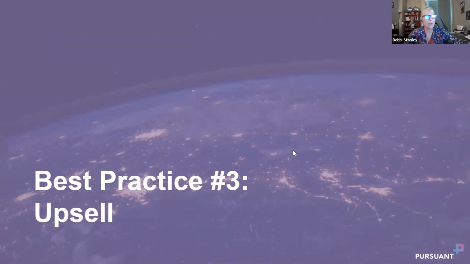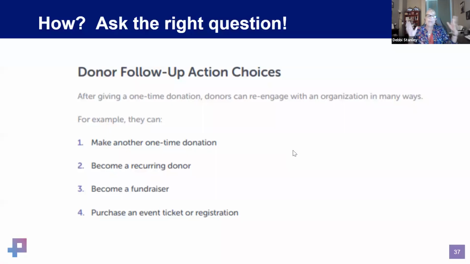And finally, our last practice is upsell, getting that second gift. So you've made them happy. You've created a great cadence. They feel very engaged with your organization. So now you need to start seeking that second gift. So how? You want to ask the right question.